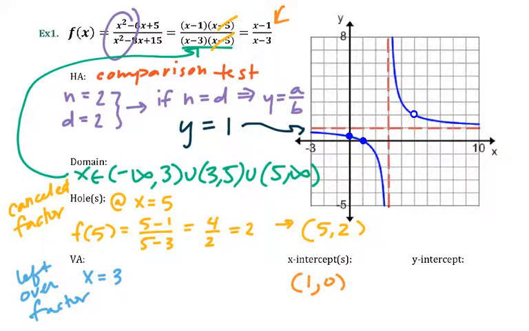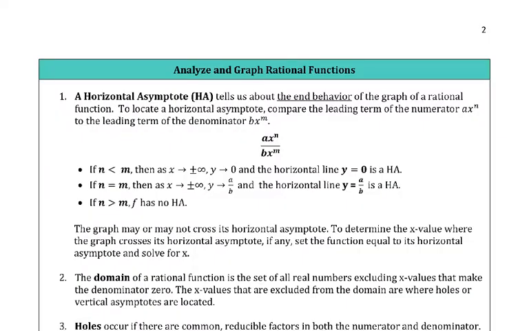And then the y-intercept. We've been talking about y-intercepts all semester. Y-intercepts can be found by letting x equal 0. If we let x equal 0 and plug that in, we get out 1/3. So moving on to the next page in our notes, we have all of our steps for how to do this.